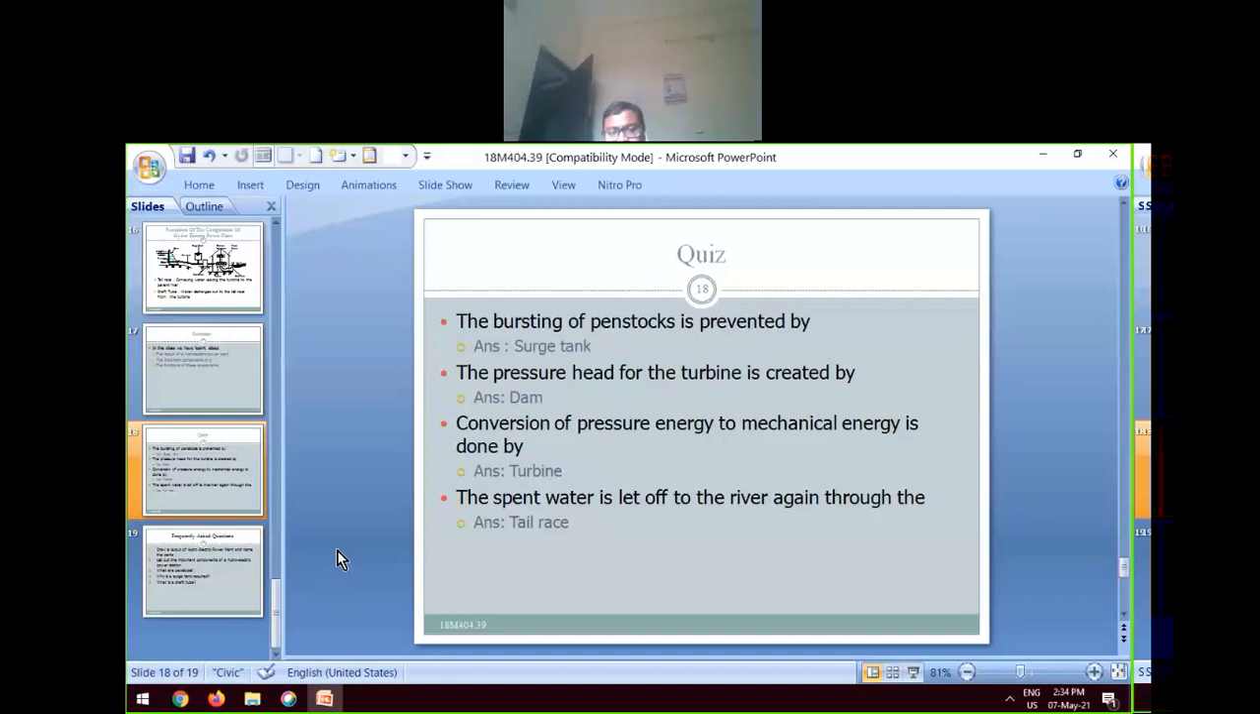Next, the fourth question: the spent water is let off to the river again through the tail race, right? The answer is tail race. Okay, this is the answer. An important question.